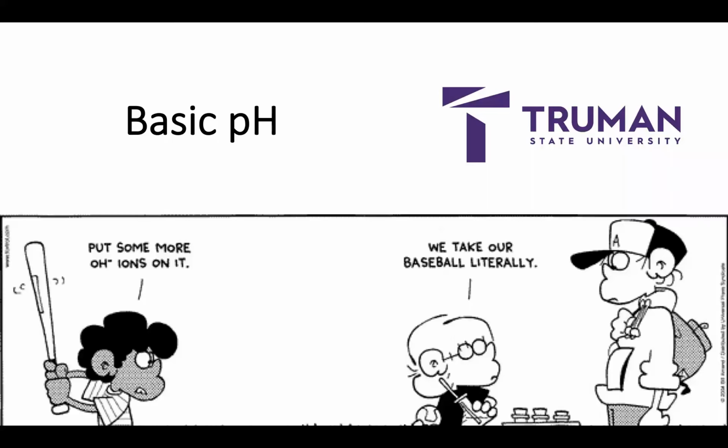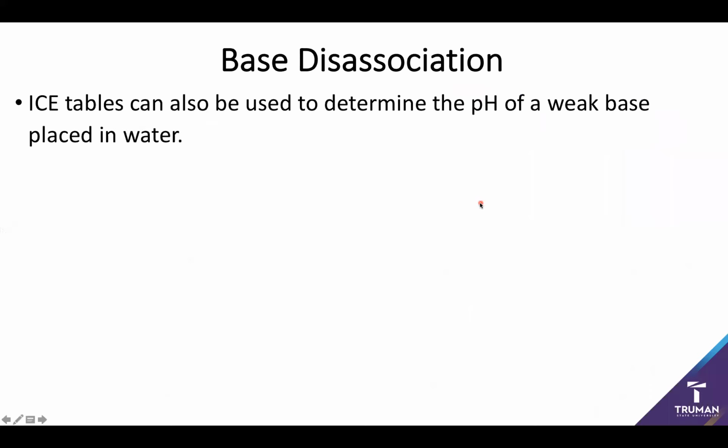So today, we're going to go ahead and get a little basic. Let's talk about hydroxide and bases. So far, what we've mostly been using is our weak acids and ice tables to determine the pH of a solution. However, we can take this same idea and flip it on its head and use ice tables to figure out the pH of a weak base solution when it's placed in water.